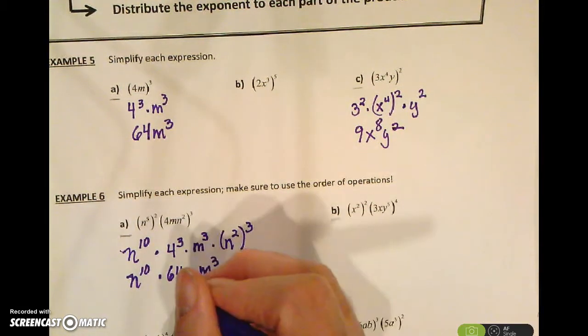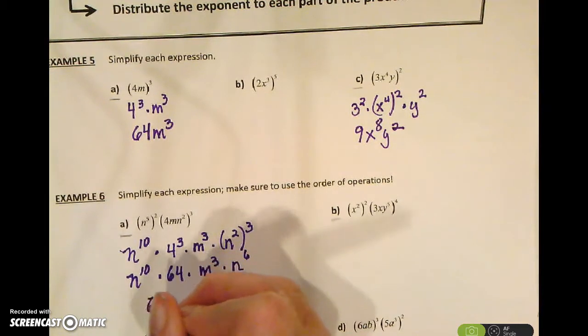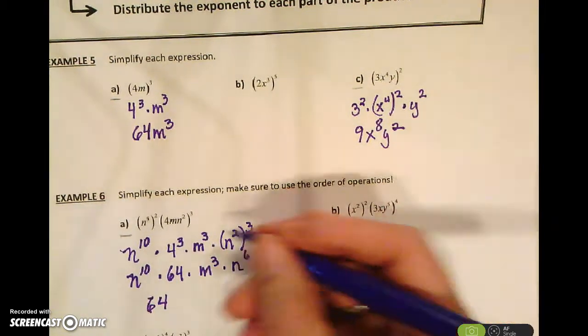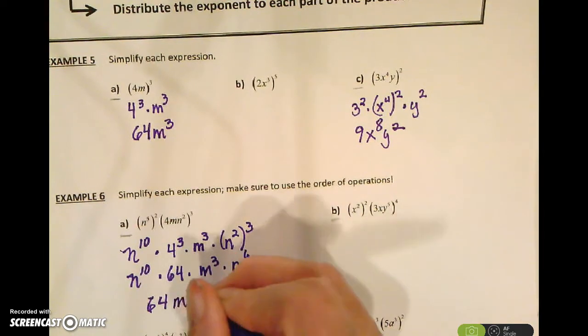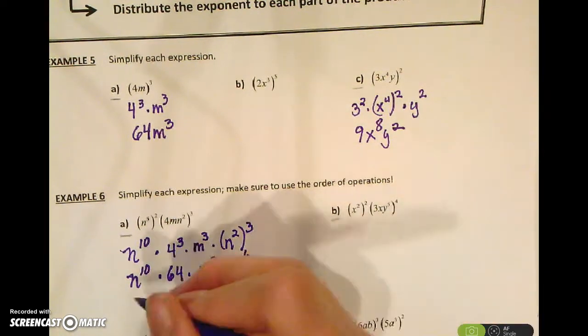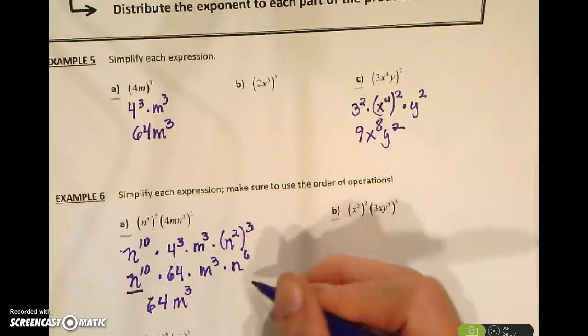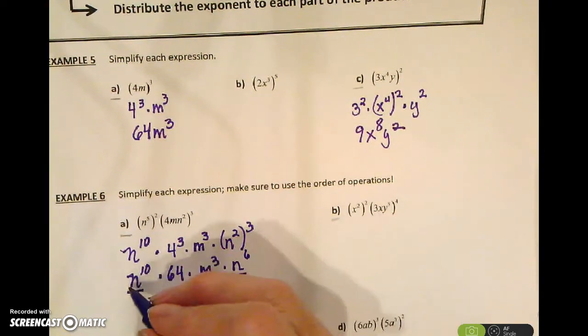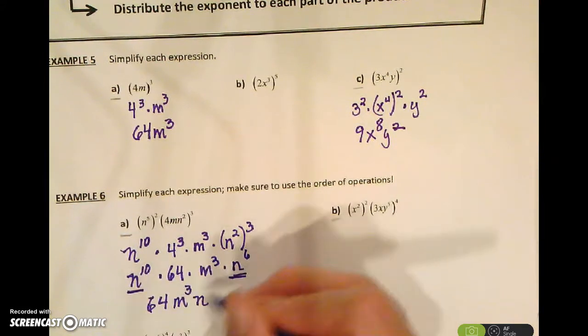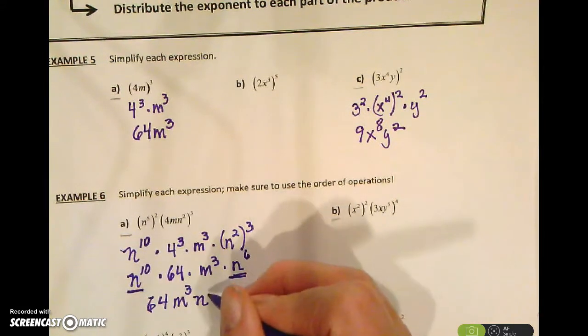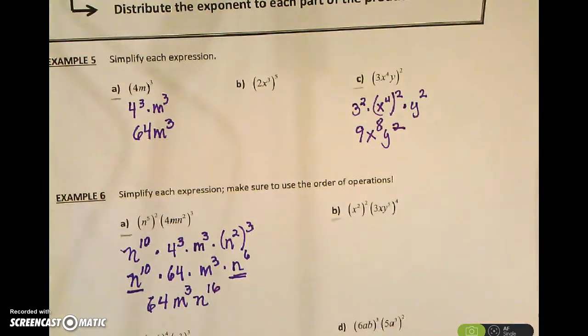So I'm going to put my numerical coefficient first, 64. I have just the base of m with an exponent of 3, so m to the third. And then I'm going to come in here and multiply my 2 bases of n. And when I multiply those, I keep my base of n and add 10 plus 6 and get 16.